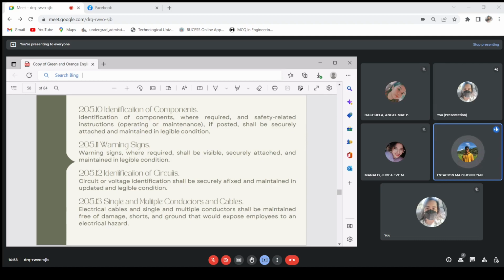205.12 identification of circuits. Circuit or voltage identification shall be securely affixed, maintained, and updated in legible condition. Ito, need natin na ma-identify yung isang circuit, all the wall outlets and rooms which lights went out. 205.13 single and multiple conductors and electrical cables. Single and multiple conductors shall be maintained, raised, damaged, short, and ground that would expose employees to an electrical hazard.